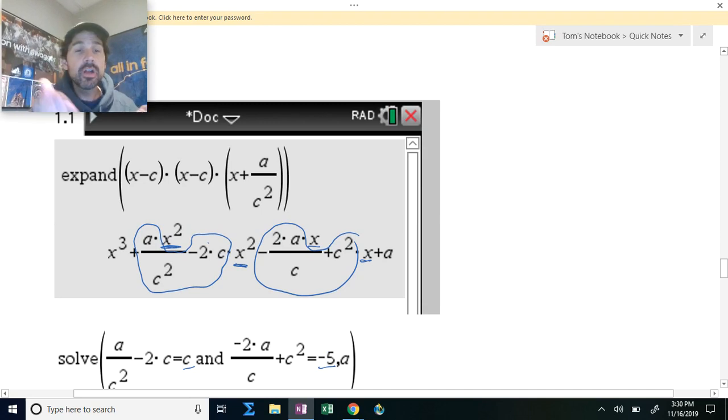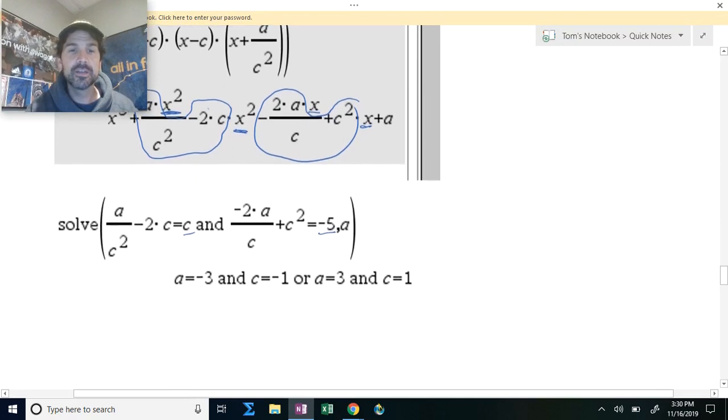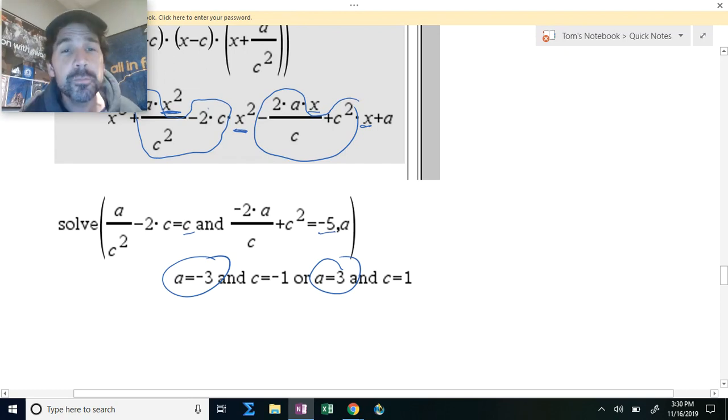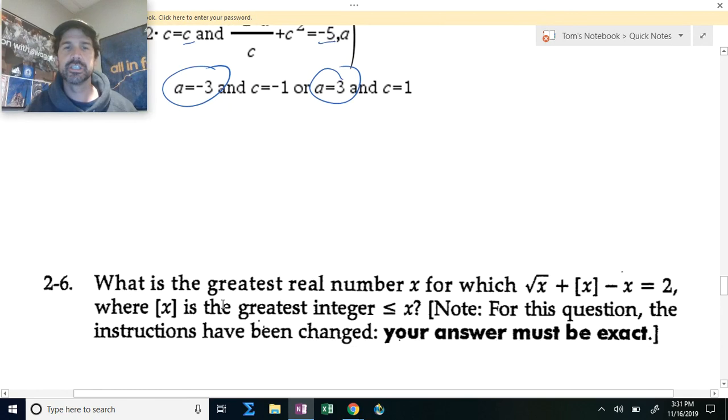So now you can solve a system of equations, and how you do that in your calculators, you solve first equation, you put space, and then your second equation, and then you do comma a, and the calculator will spit out your two possibilities for a, which are 3 and negative 3, and you're done with problem number 5. Moving on to number 6.